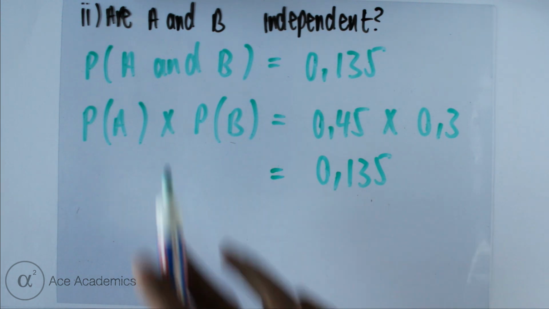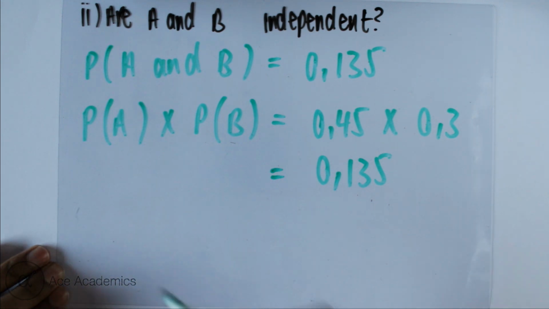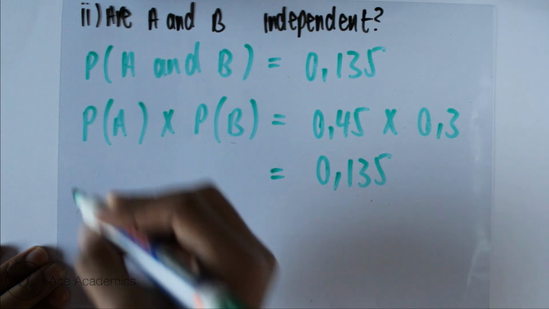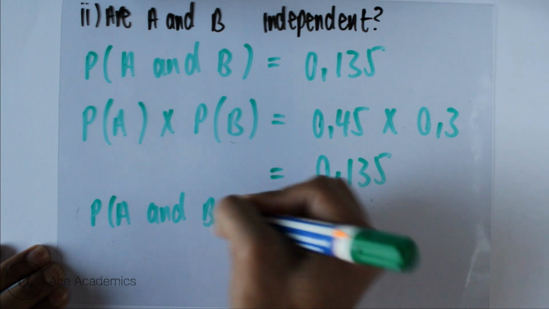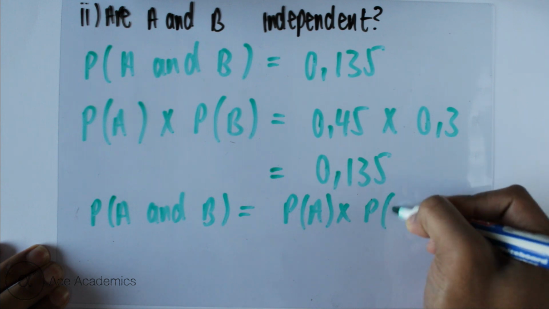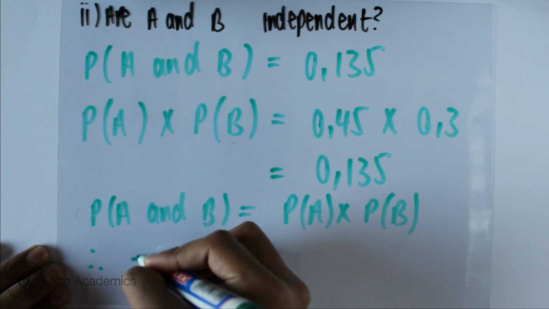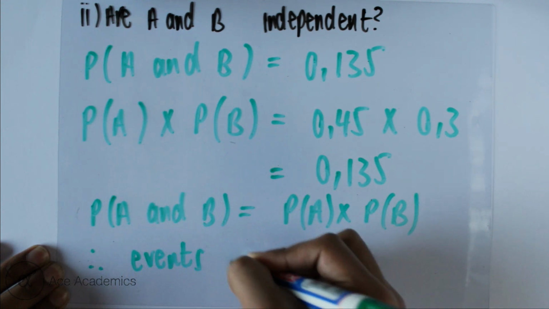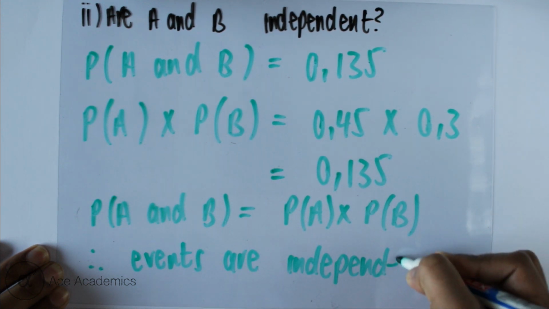Therefore, the left-hand side and the right-hand side of the product rule are equal to each other, which means that the product rule holds. And if the product rule holds, it means that our events are independent. So let's just write that down. The probability of A and B is equal to the probability of A multiplied by the probability of B. And this means that therefore events are independent.